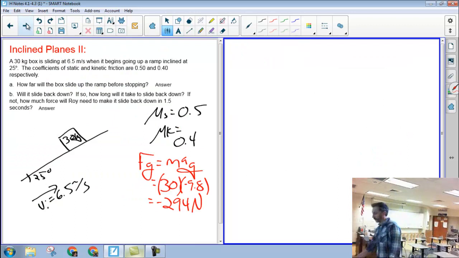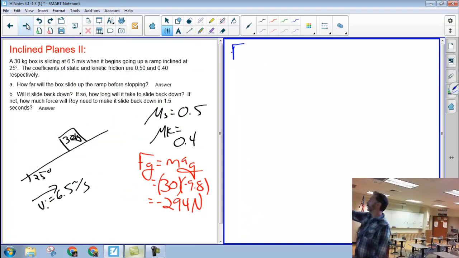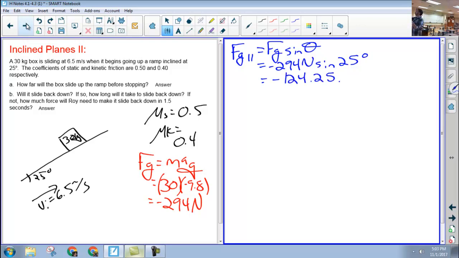Okay, so let's do this. Let's take a second and go off to the side over here and find our two components. So our Fg parallel is, well, that's always Fg times the sine of theta. So for us, it's negative 294 newtons times the sine of 25 degrees. Okay, so if you grab a calculator and figure out that answer, it gives you negative 124.25 newtons. All right, I'm hanging on to some extra significant digits here.